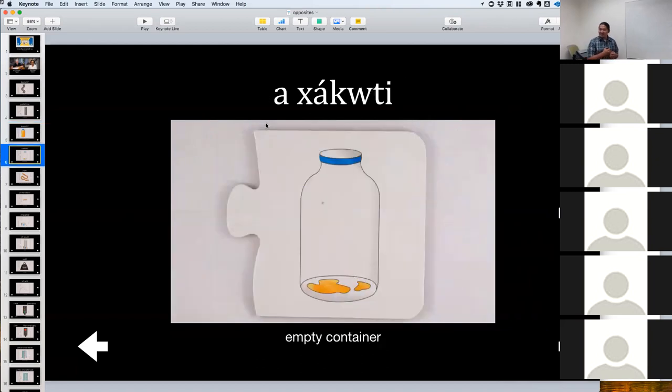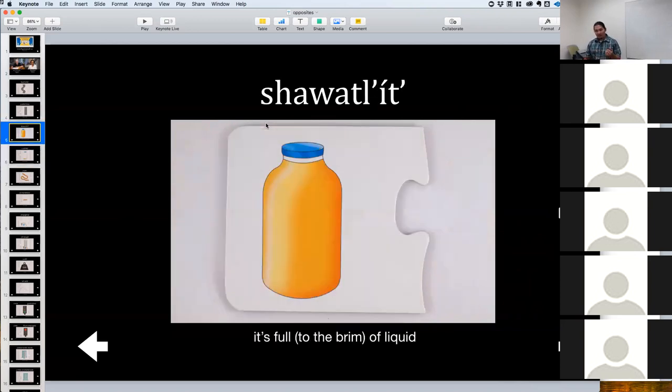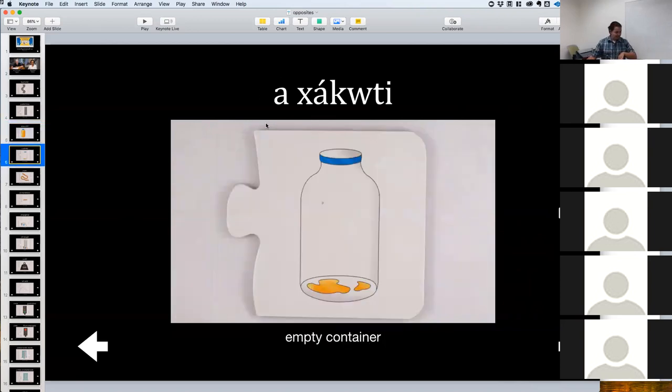So an empty container, a chukti. That one's a verb. That one isn't. It's just something that sort of knows.